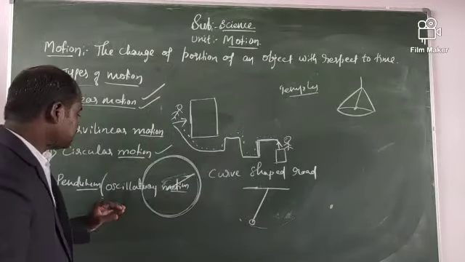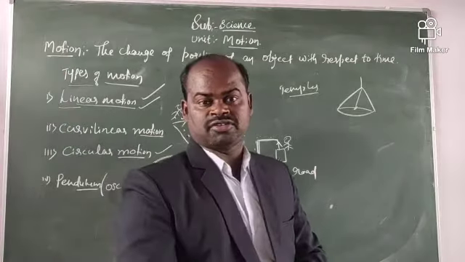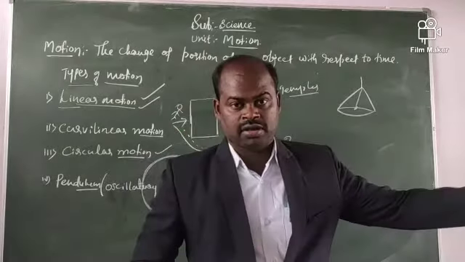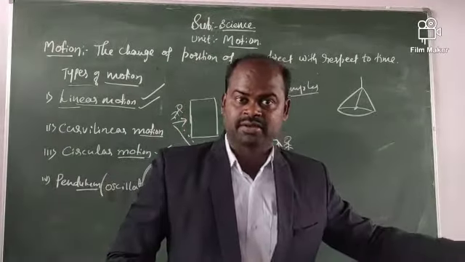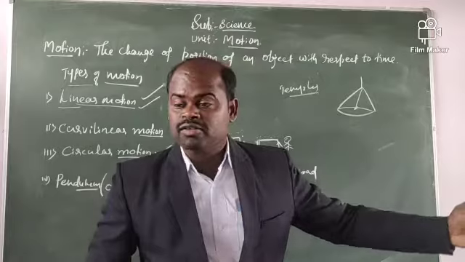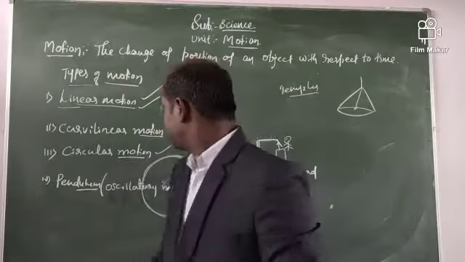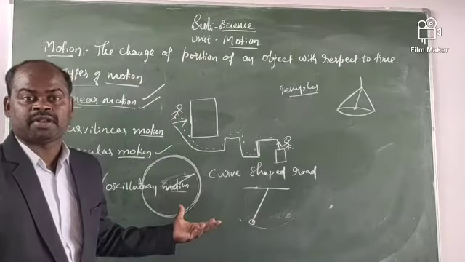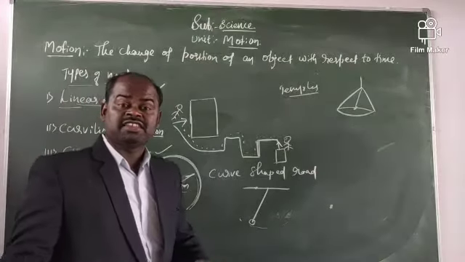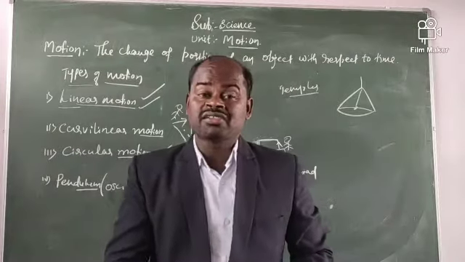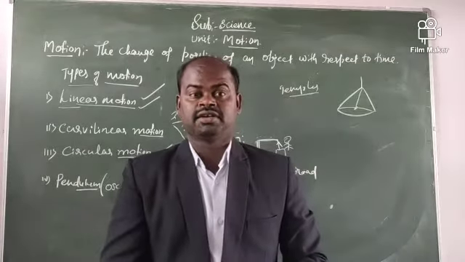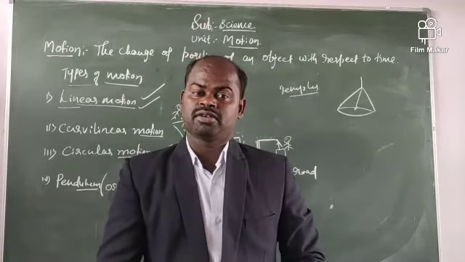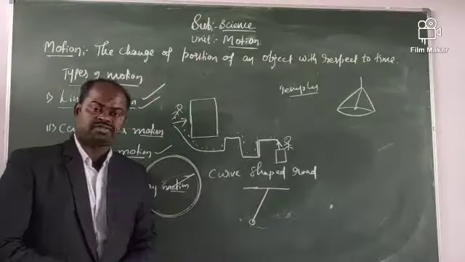And one more is oscillatory motion. What is oscillatory motion? Oscillation is nothing but going and coming back of an object. That is nothing but the to and fro motion of an object, called oscillatory motion. For example, the pendulum is also an example. Periodic motion. Okay, periodic means it is continuous. The object rotating or moving continuously with respect to time is called periodic motion.